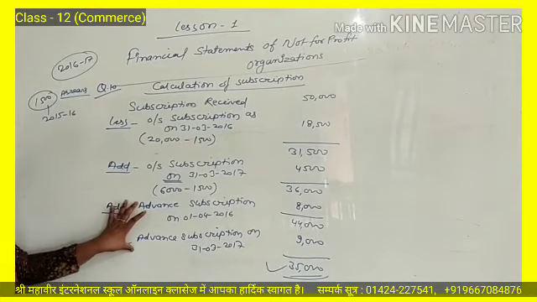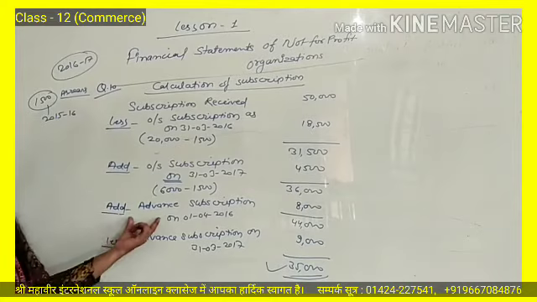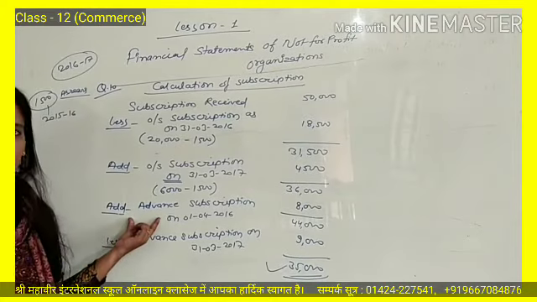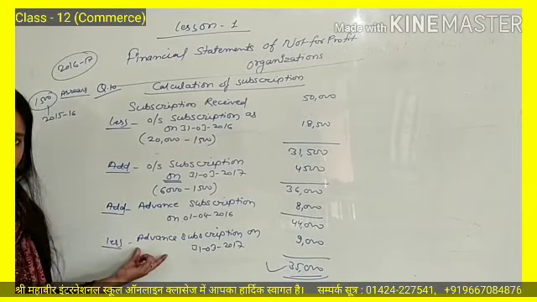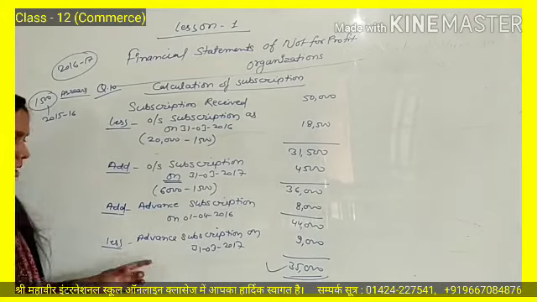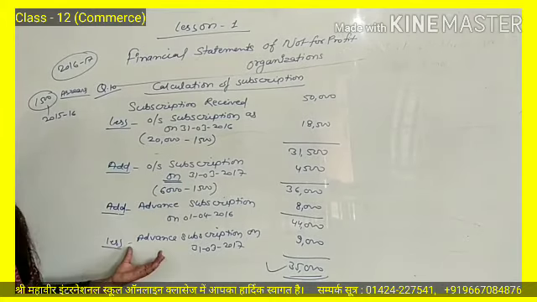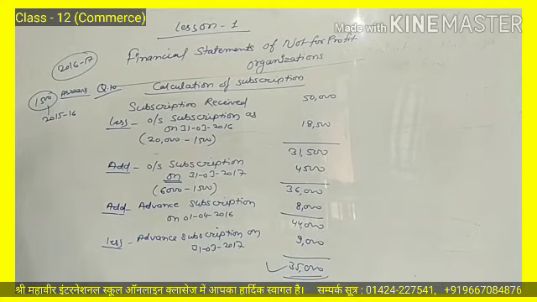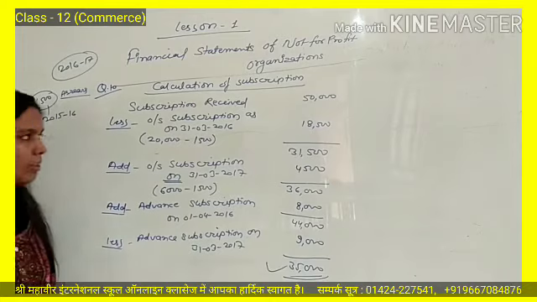This is the simple concept. I already explained to you. Advance received in the last year is for the current year, and advance received in the current year is for next year. That's why we are adding or deducting these points here. Only this one point was different in this question.